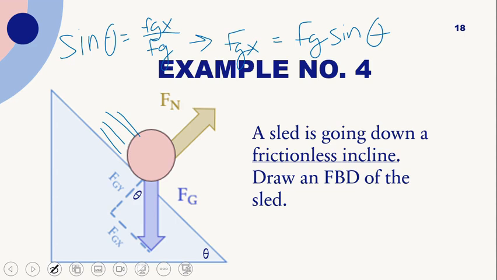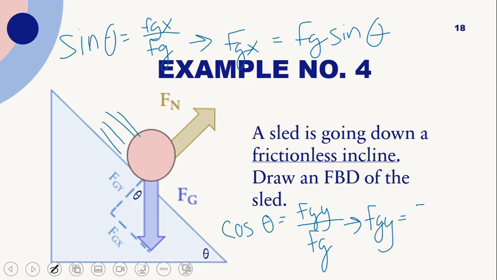And then for Fgy, you can say that the cosine of theta is equal to the adjacent, which is Fgy, over the hypotenuse, Fg. You can rearrange to get that Fgy is equal to Fg times the cosine of that angle, theta.